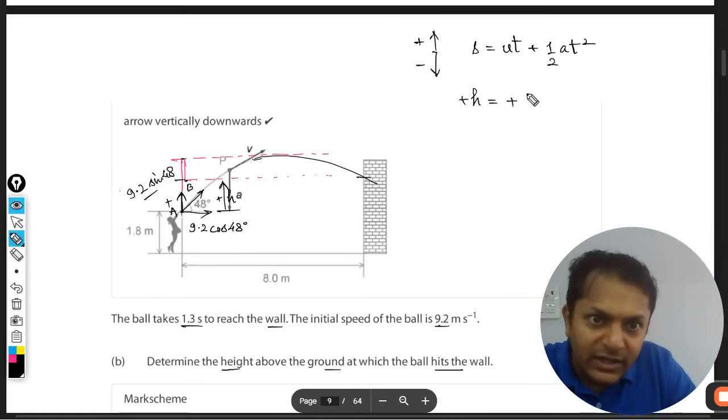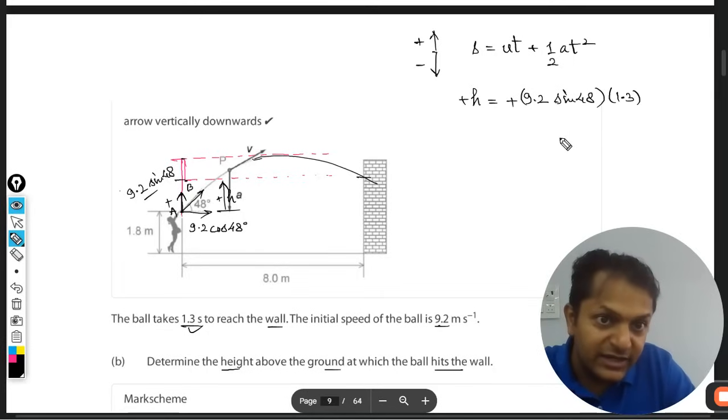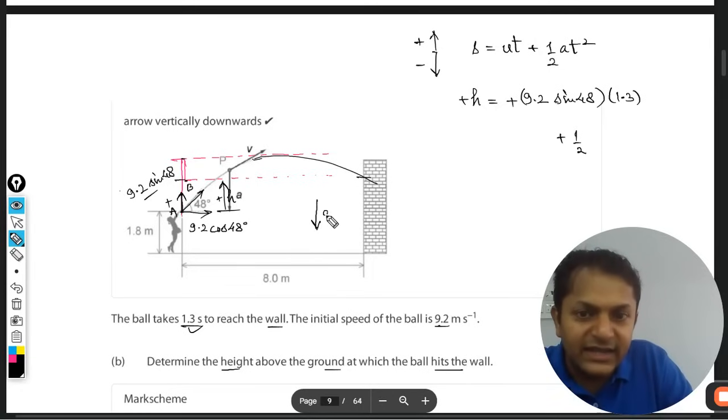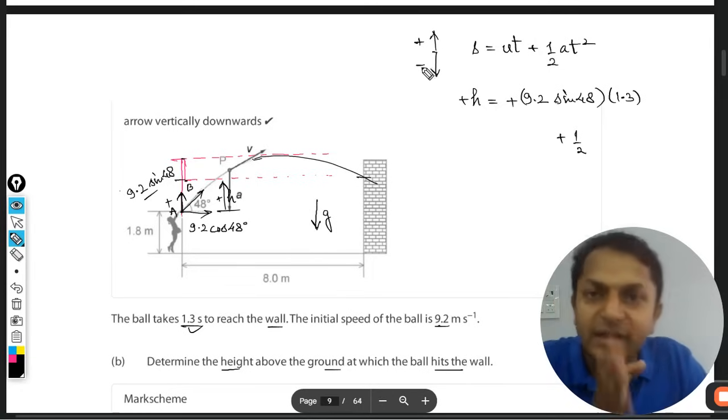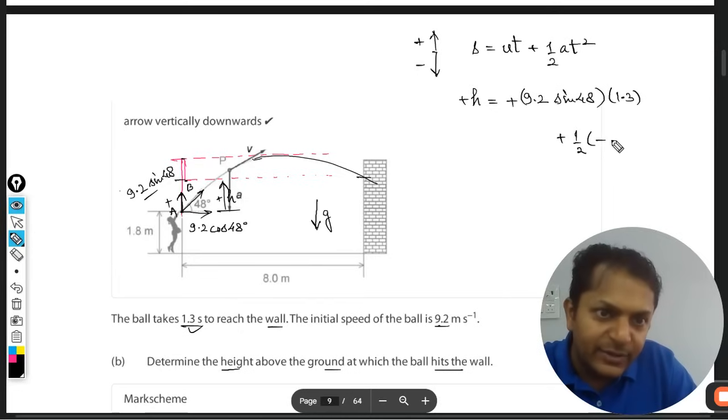So this will be 9.2 sine 48 into T. T is the time, and the time is given as 1.3 second. So you can just note it as 1.3 second. Plus half. Gravity will be in the negative direction. It will be in the negative direction because it is always going to be downwards. So we can say it will be negative gravity.